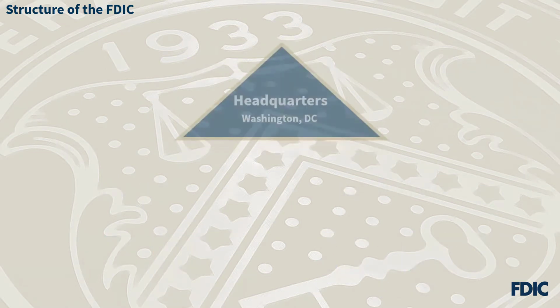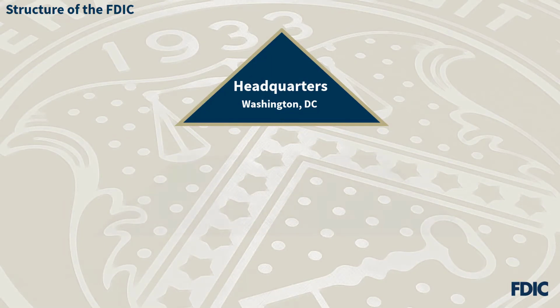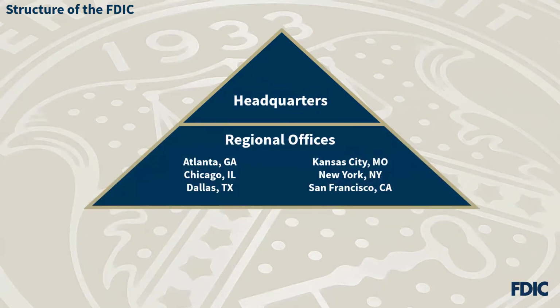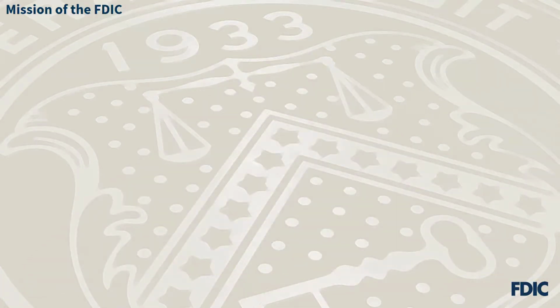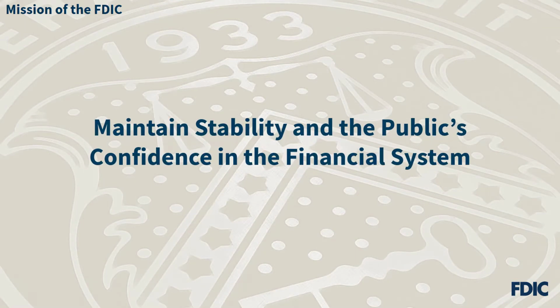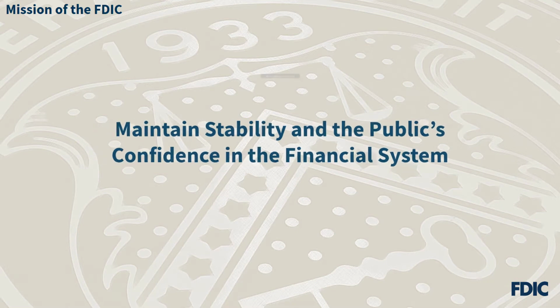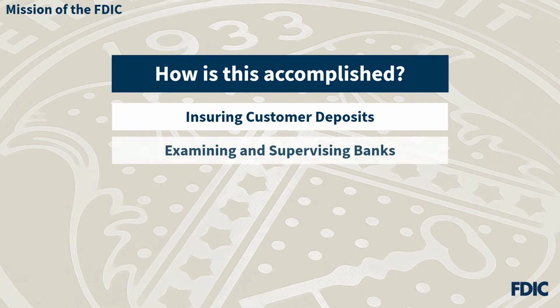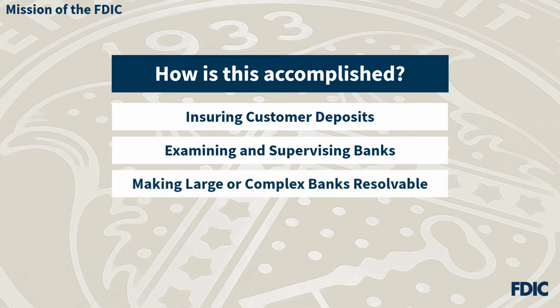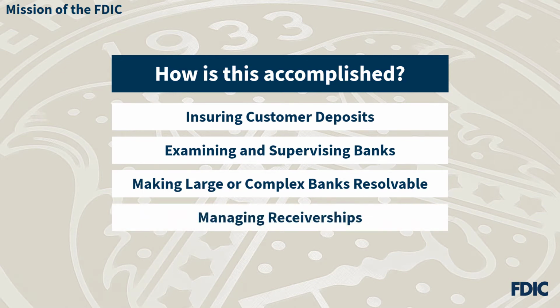The FDIC is headquartered in Washington, D.C. There are 6 regional offices throughout the country that are supported by smaller field offices. All of the FDIC's employees work to promote and carry out the FDIC's mission, which is to maintain stability and the public's confidence in the financial system. So how is this accomplished? Well, the FDIC does this by ensuring bank customer deposits, examining and supervising banks for safety and soundness and consumer protection, making large or complex financial institutions resolvable, and managing receiverships in the event an institution fails.